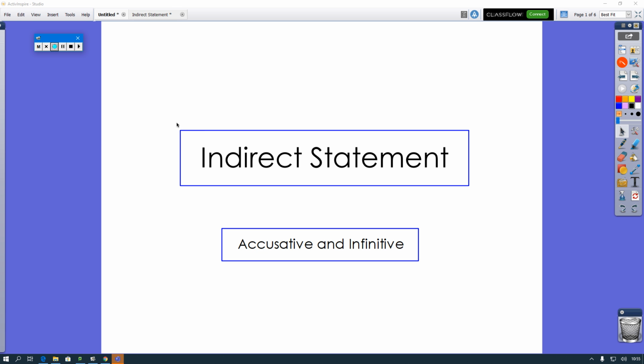In this video we're looking at indirect statement, which is reported speech. It's a sentence like, the boy said that he was eating, when his speech, "I am eating," is reported. It's also known as accusative and infinitive, and that's a very good way of remembering how to translate it. If you remember accusative and infinitive, you will not forget how to translate indirect statement.